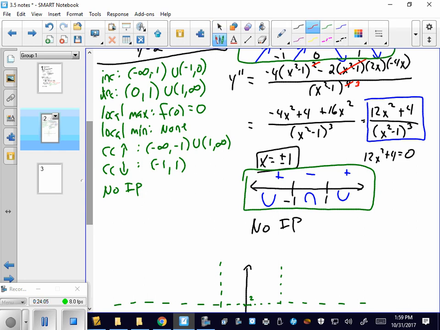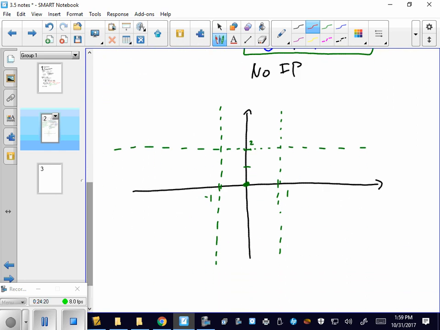All right, according to this, the function is increasing from negative infinity to negative 1, and it's also concave up from negative infinity to negative 1. Increasing from negative infinity, someplace way off here, to negative 1, which is right here. But it's got to be increasing and it's got to be concave up. So it's got to be opening up and going up.